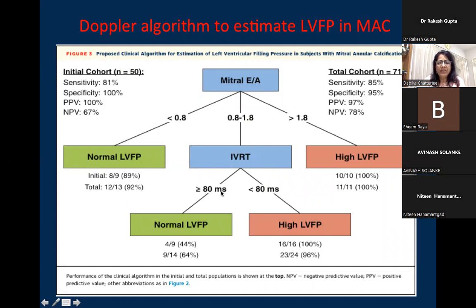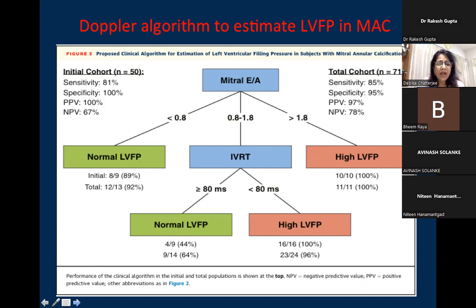If IVRT is more than 80 millisecond, normal LV filling pressure. If it is less than 80 millisecond, high LV filling pressure. So this is a paper. This is not yet in the guidelines, but you need to know how we measure the IVRT. That is why I have shown you this paper.